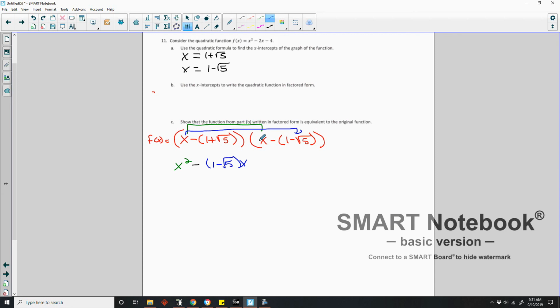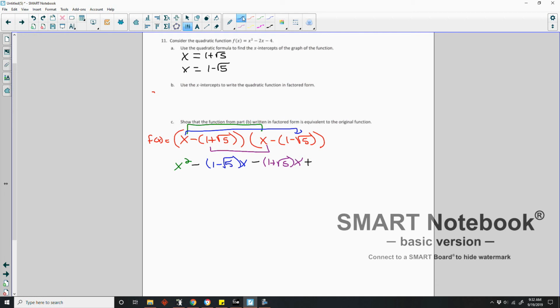Okay, and then the inner is going to be minus again. So it's going to be minus instead of plus, because it's a negative times a positive, and we're going to get the same thing. So the inner I will do in purple. It's this times this. So it's negative the quantity 1 plus square root of 5 times x, which will give us minus 1 plus the square root of 5 x.